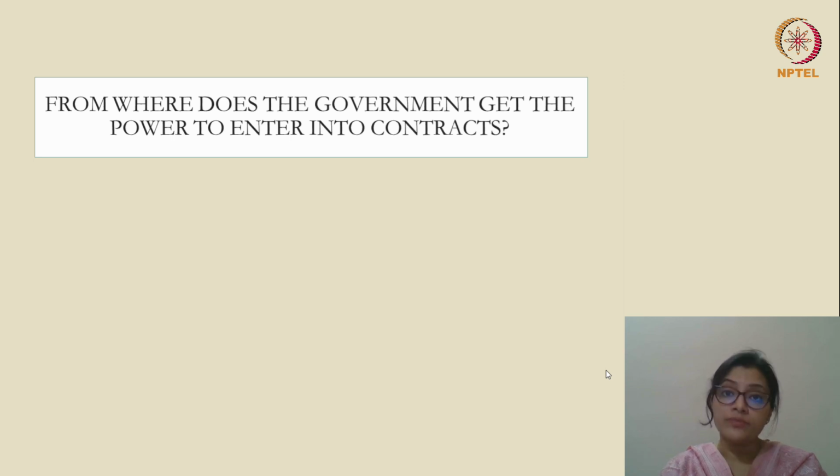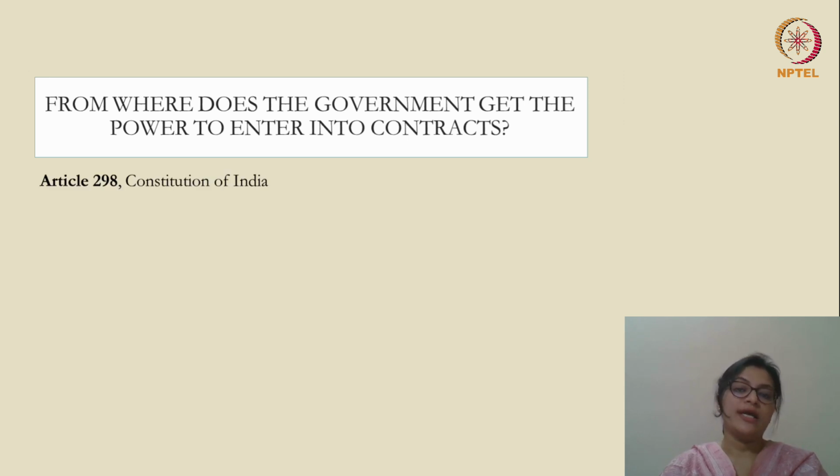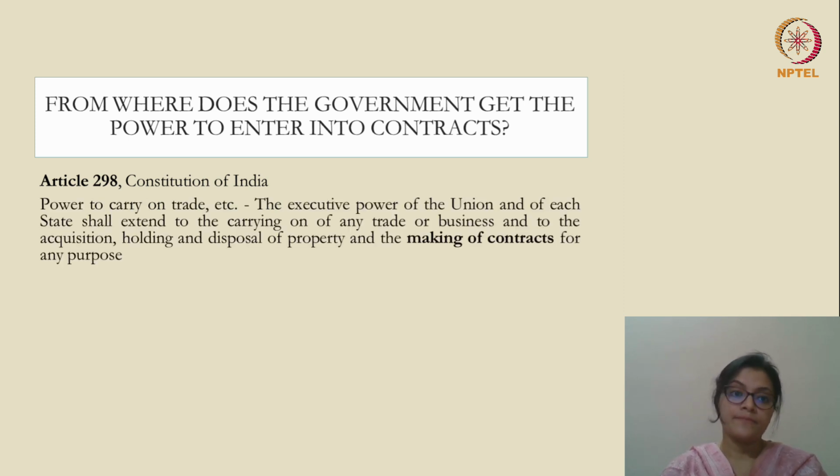Now, what about the government? From where does the government get the power or the capacity to enter into contracts? The answer to this question lies in Article 298 of the Indian Constitution. Now, let us see what Article 298 says. The executive power of the Union and of each state shall extend to the carrying on of any trade or business, and to the acquisition, holding, and disposal of property, and the making of contracts for any purpose.